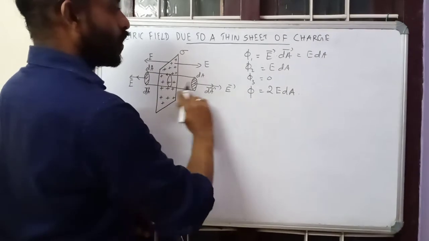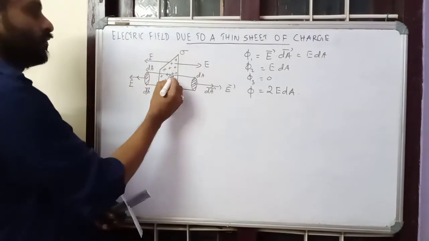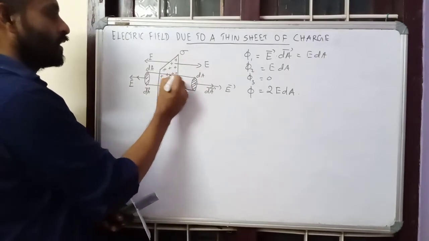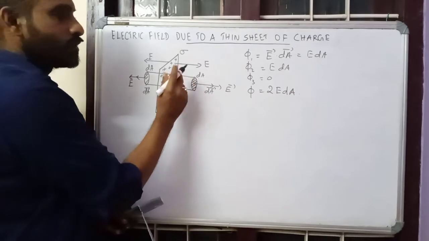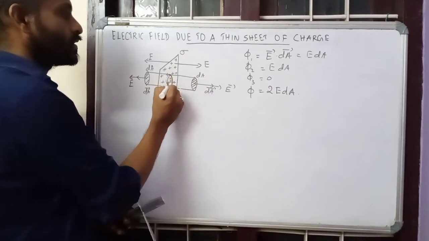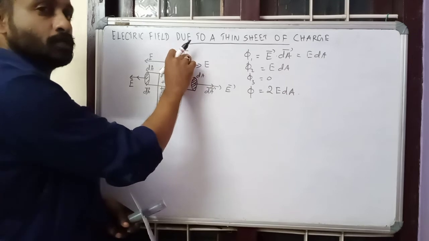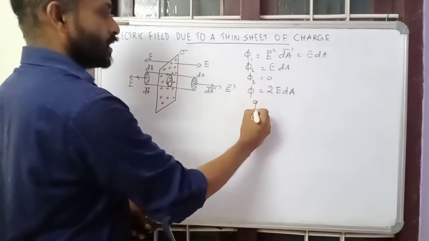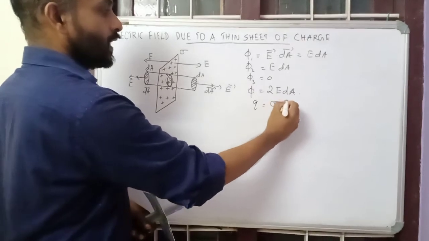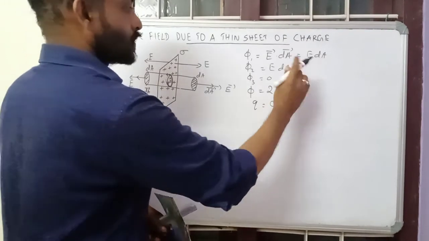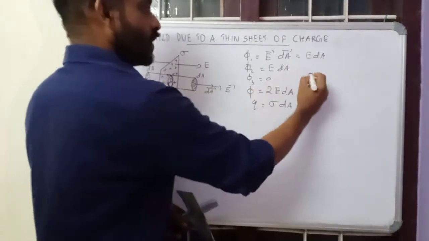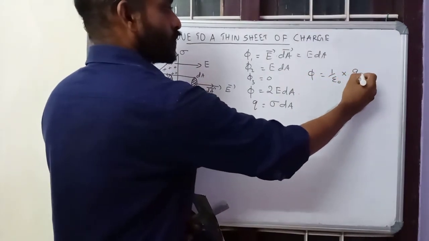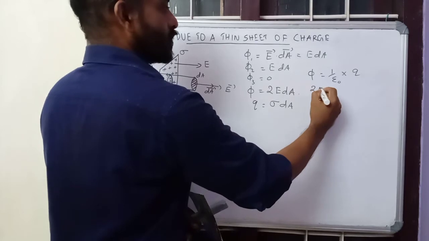Now we will find the total charge enclosed by the cylinder. We need to consider only the charges within this circular region, having an area dA. So what is the charge within the circular area? Sigma is the charge per area. We need to multiply by the area dA to get the total charge. Total charge is equal to sigma into dA. Now we need to apply Gauss's law. Gauss's law says that total flux is equal to 1 by epsilon 0 times the total charge enclosed. So 2E dA is the total flux.